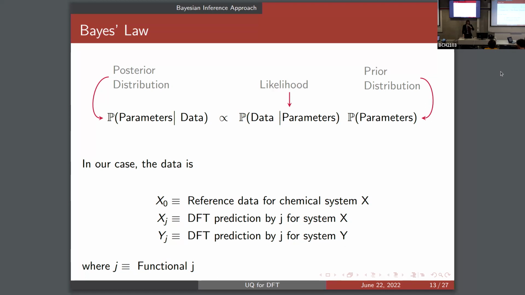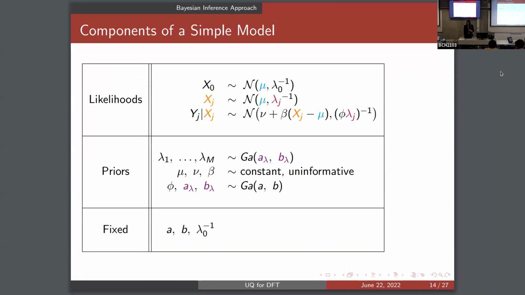System X, again, is the system that we have reference data available for, called X naught. We index our functionals in our ensemble by j, where our predictions for X are x_j and for the system Y are y_j. There are also many choices we can make about the statistical models that we use to represent our data. We're starting with a relatively simple case in order to understand how the model works in the setting with two different systems before we expand it in future cases.